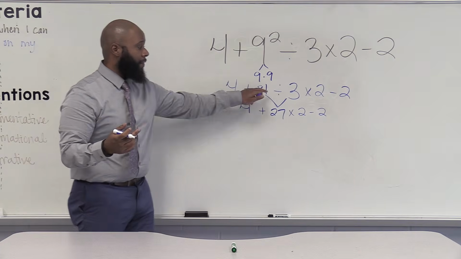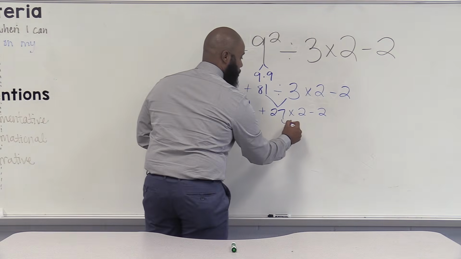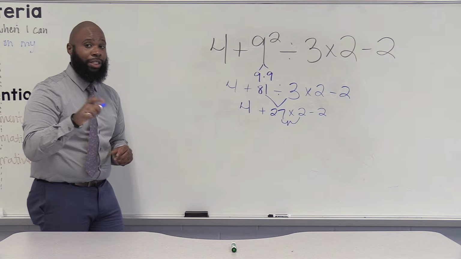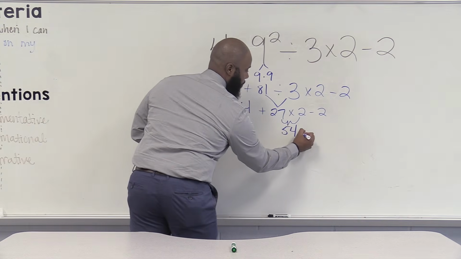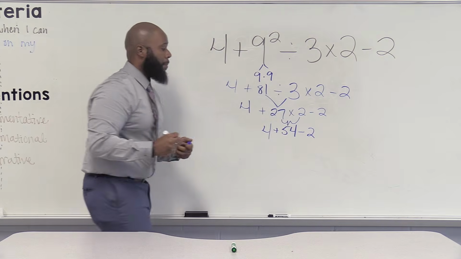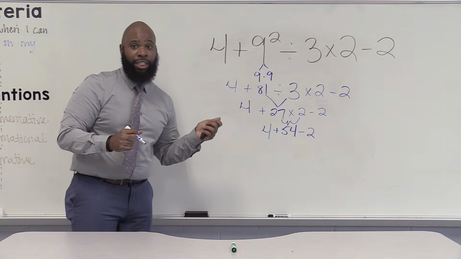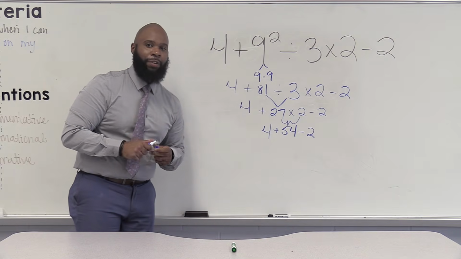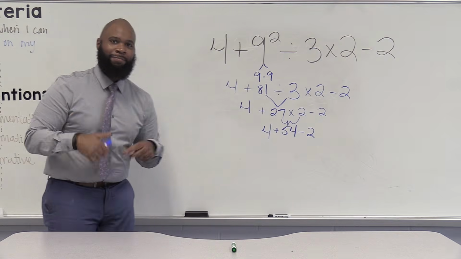Now that I've done my division, now I'm ready to do my multiplication. So now I'm ready to do 27 times 2. 27 times 2 is 54. So now my problem is going to read 4 plus 54 minus 2. So what operations are we going to evaluate last? I'm going to give you a second to think about this one. This is taking us back to our previous knowledge from the beginning of this lesson.